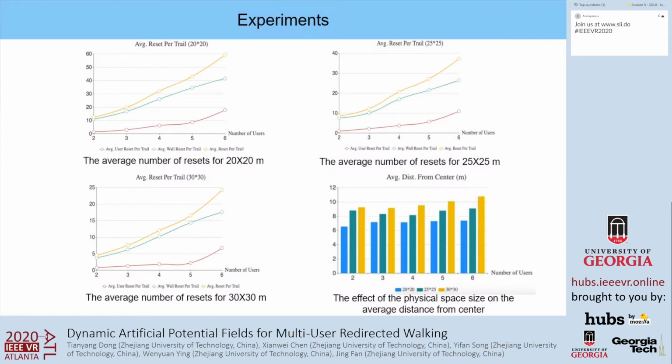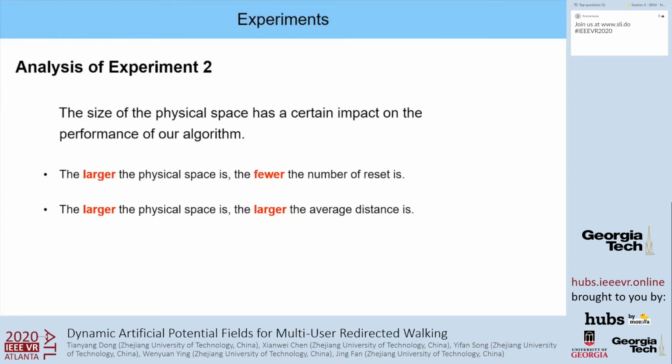As shown in the charts, the size of physical space has a certain impact on the performance of our algorithm. The larger the physical space is, the fewer the number of resets is. The larger the physical space is, the larger the average distance is.